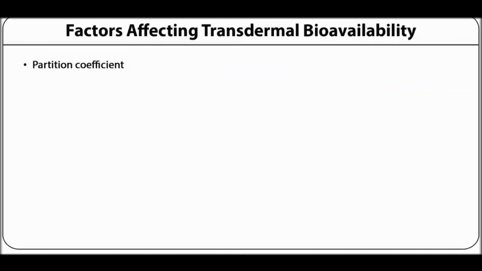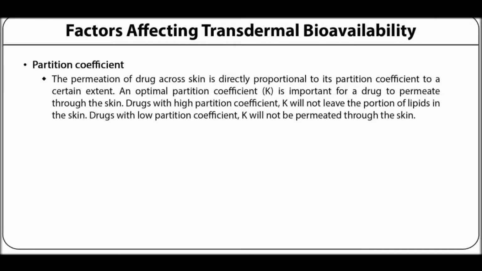Partition coefficient. The permeation of drug across skin is directly proportional to its partition coefficient to a certain extent. An optimum partition coefficient is important for a drug to permeate through the skin. Drug with high partition coefficient K will not leave the portion of lipids in the skin. Drugs with low partition coefficient K value will not permeate through the skin.